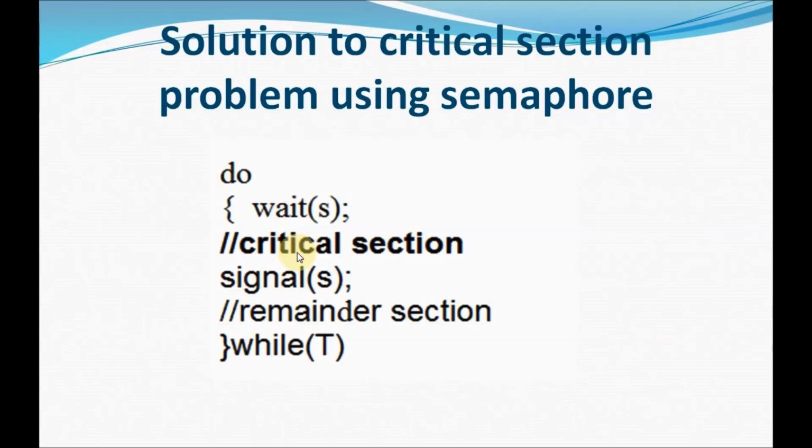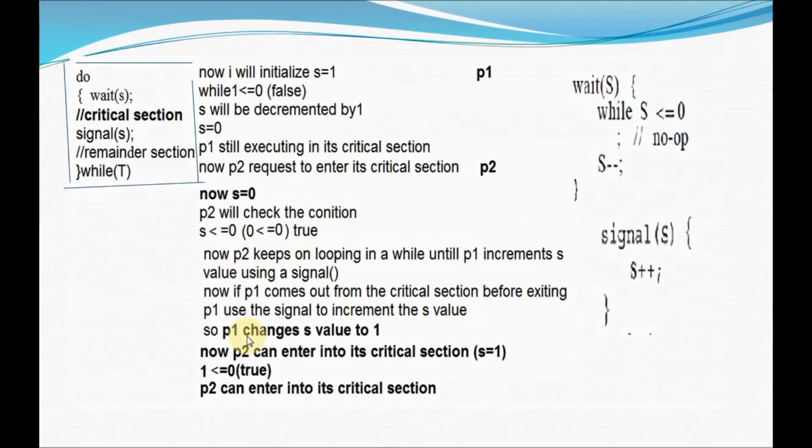See here. Now, how to use this wait and signal to solve the critical section problem? You can see here, this is the solution to the critical section problem, and this solution contains semaphore, right? So this is the code for this. This is the simple code, very simple code, to solve the critical section problem. I will explain this code now.